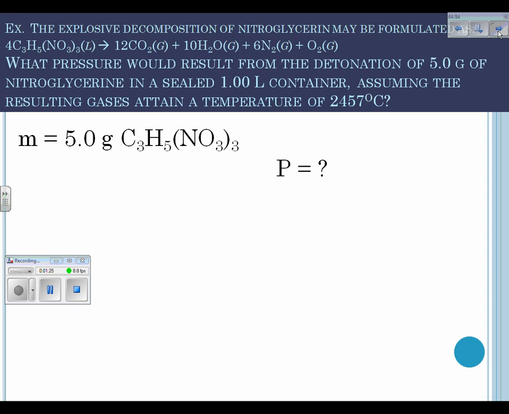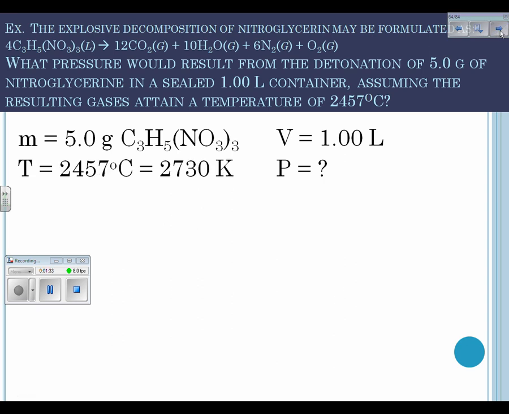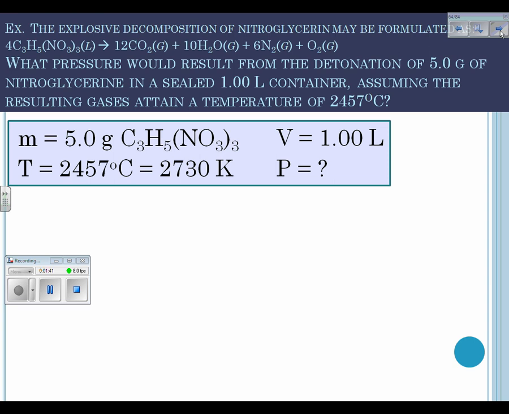Okay, so that's a mass. And then we're also given a liter container, which is a volume, and we're given a temperature of 2,457 degrees Celsius, which has to be converted to Kelvin by adding 273. So these would be our variables. Well, we don't have any changes in volumes or changes in pressures or changes in temperatures, so we're not going to use any of the combined gas laws or any of those gas laws. So we are going to end up having to use the ideal gas law.